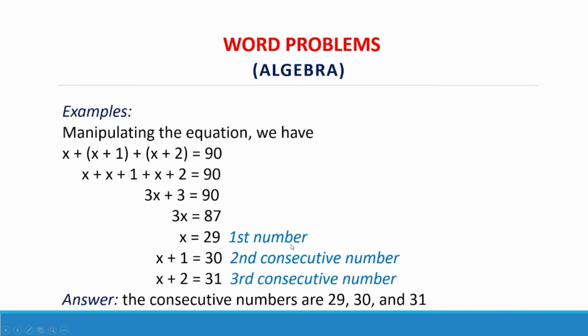So the first number is equal to 29, and the second consecutive number, x plus 1, or 29 plus 1, or 30, and the third consecutive number, x plus 2, or 29 plus 2, or 31. And the answer, the consecutive numbers are 29, 30, and 31.